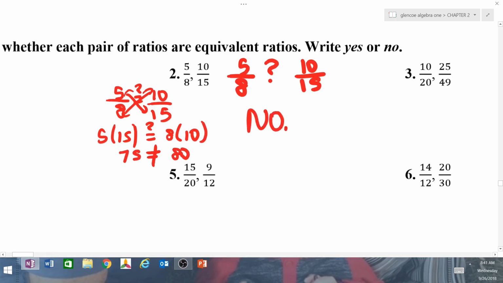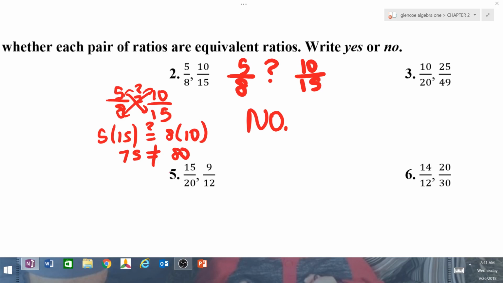Okay. Anybody have an answer for me? Yes, I saw your hand first. What did you get? They are not an equal proportion. So let's see why. When I cross multiply, I multiplied 5 times 15, which gave me 75, and 8 times 10, which gave me 80. 75 does not equal 80. Does anyone have a question?